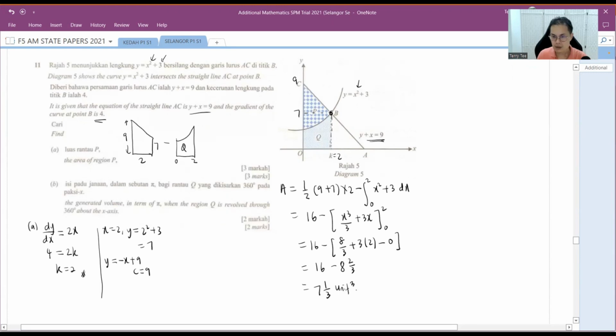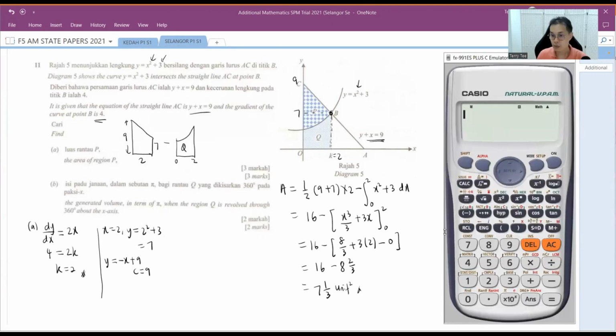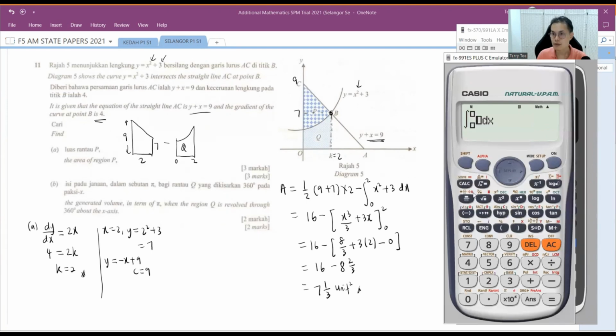Okay, one thing, you can always double check your integration using a calculator. I hope you already know about this. If you have this calculator, even the black one, the black and white as well, you can do that. We can just use this integration button, press alpha x, square it, plus 3. Lower limit is 0, upper limit is 2. Just counter check. This will be 8 over 3. Then you take 16 minus the answer. There you go, 7 and 1 over 3. So we know the answer is correct. But of course, you need to know how to integrate as well.